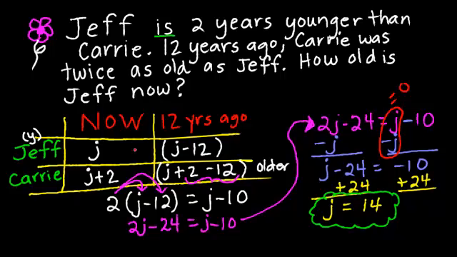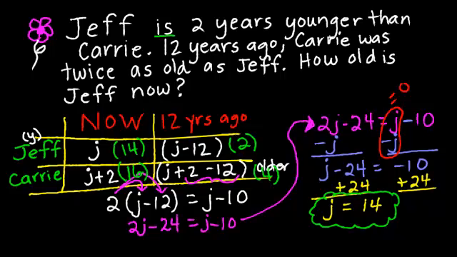So I'm going to write these numbers over here and see if they make sense. Jeff is 14 now. That would make Carrie 16. Okay? So 12 years ago, Jeff would have been 14 minus 12, which is 2, and Carrie would have been 16 minus 12, which is 4. Kind of hard to read that. So reading the problem again to see if it still makes sense. Jeff is 2 years younger than Carrie. Well, that fits, because 16 minus 2 is 14. 12 years ago, Carrie was twice as old as Jeff.